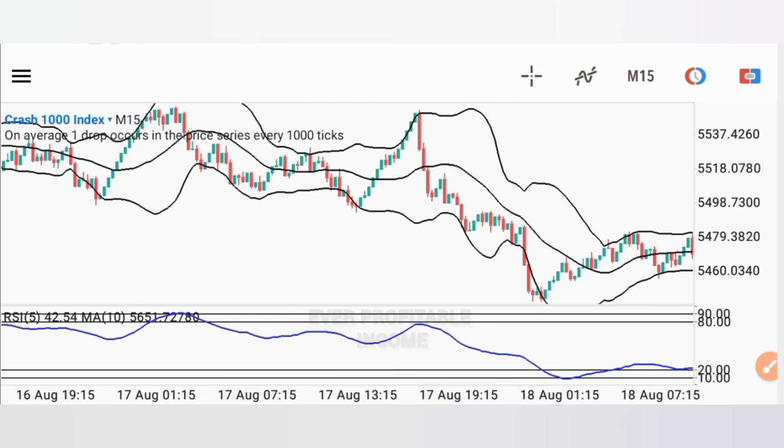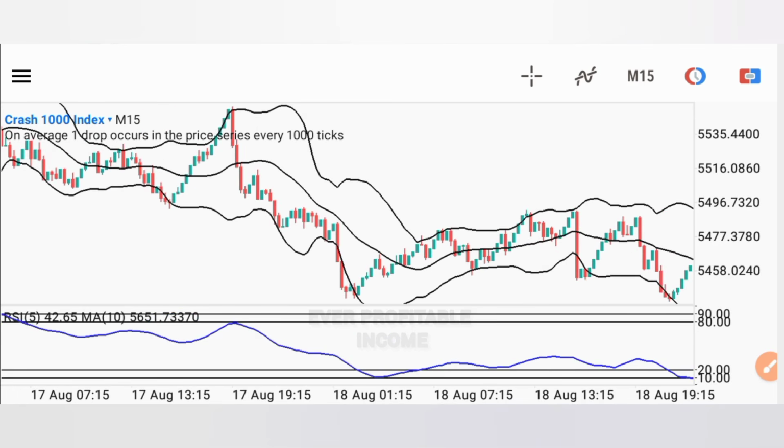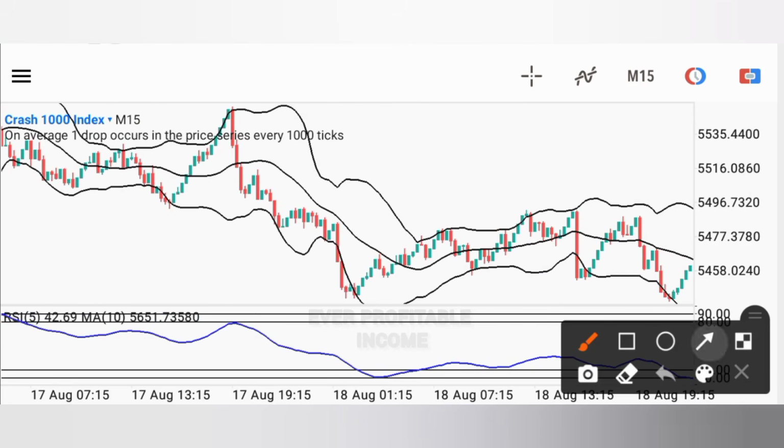Now the next strategy is to trail your stop loss. Okay, you have to trail your stop loss. When you get into the trade, you don't just leave your stop loss fixed. When you get into the trade, you place your stop loss just below what? The candlestick that is outside the band. Place your stop loss a little below the wick of the candlestick outside the band.